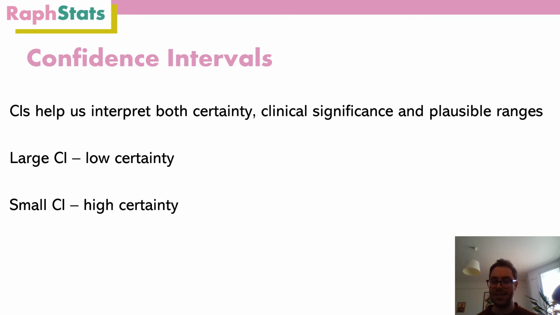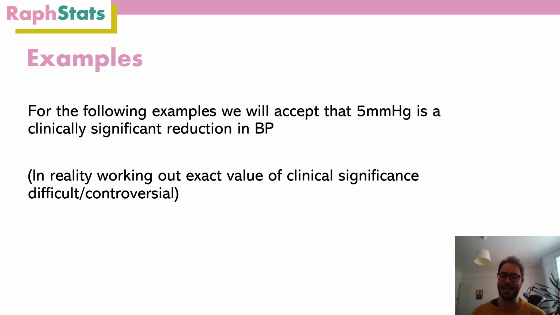It additionally lets us see clinical significance. So does clinical significance lie within the bounds of our confidence intervals? And I'll talk a bit about why that's important just after this. And also plausible ranges. So like I said, how plausible are the range of values that your actual difference could take? In reality, working out exactly what is and isn't clinical significance is itself a very active field of study, which we won't get into too much detail in here.